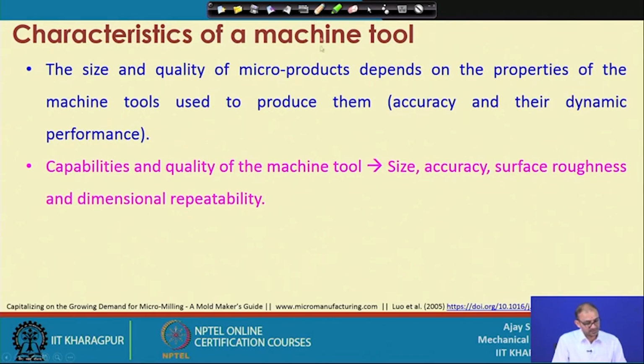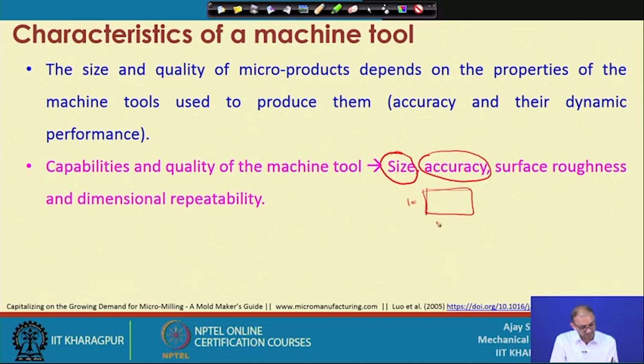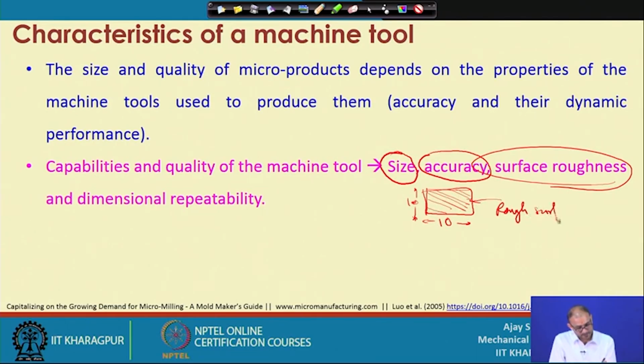Size of the component means up to what size you can cut the component and how precisely you are cutting. Accuracy means if you want a 10 by 10 size component, whether you are getting exactly 10 by 10 or something different. That is determined by the accuracy. Surface roughness is important, because even if your dimension is exactly the requirement or within the acceptable tolerance limit, you may still be getting a rough surface, right. If the surface is rough, it is not acceptable.